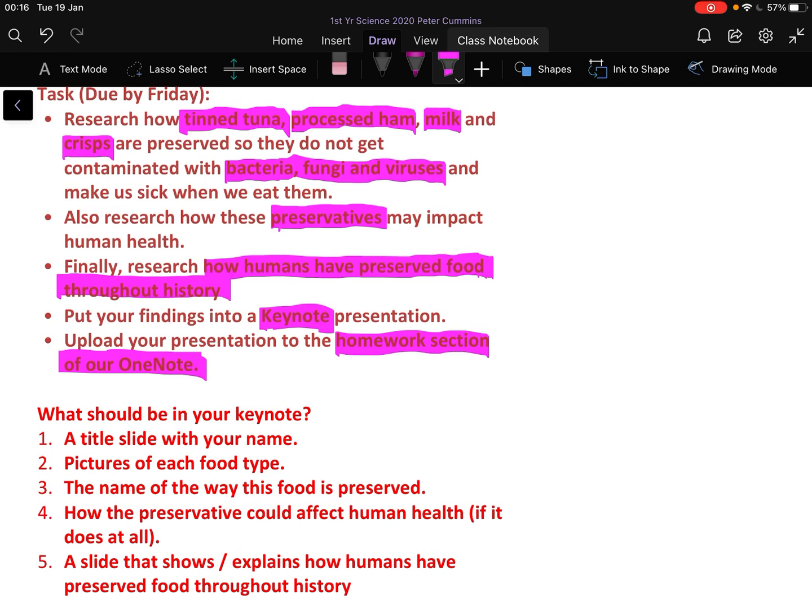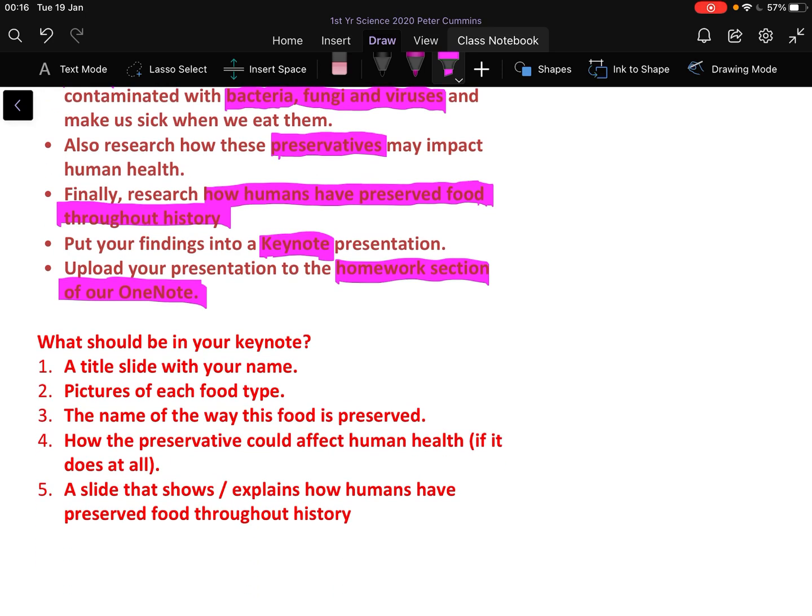So first off, a lot of it is going to be you researching and looking into tin tuna, processed ham, milk and crisps. What you're going to have on your keynote is a title slide: food preservation by your name. Then for each slide, you're going to have a picture of the food. So a picture of milk, a picture of ham, a picture of tuna and so on. Grab those off Google Images. You're going to name the way this food is preserved. This is where it comes into exams, and what they might ask is, name a food preservation technique. So you're going to name the way it's preserved.